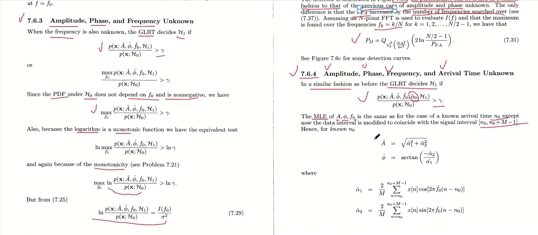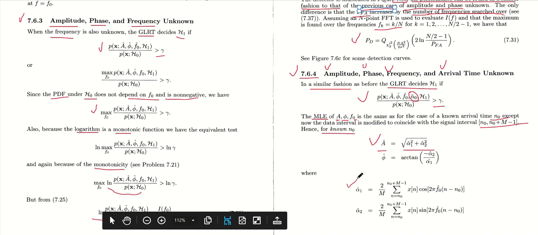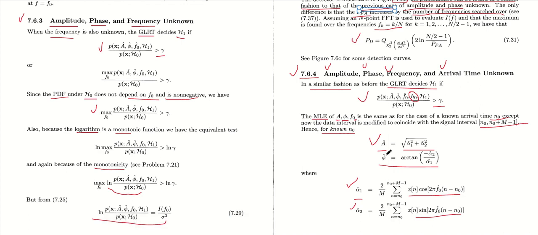Now the data interval is modified to coincide with the signal interval. So for the MLE, we first assume that N0 is known, and then A is equal to this, with alpha the same as before. Alpha 1 is the received signal x multiplied by cosine and summed together. Alpha 2 is x multiplied by sine and then summed. So you get alpha 1 and alpha 2. Now alpha 1 and alpha 2 give you the estimates phi hat and A hat, which have physical meanings: the phase and amplitude.